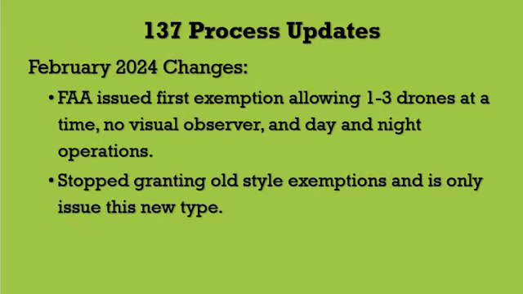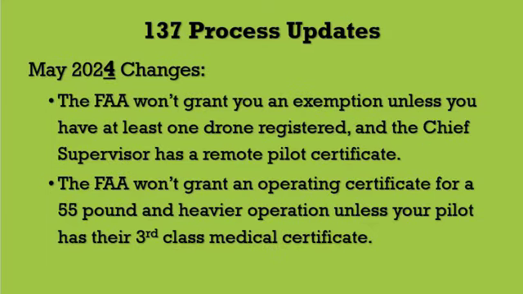Then in February 2024, FAA issued the first exemption allowing 1 to 3 drones at a time. So you can swarm now, and you can also fly without a visual observer, and you can fly day or night. The FAA stopped granting the old style type of exemption, is only issuing the new type. Now, in May 2024, the FAA changed up the process again.